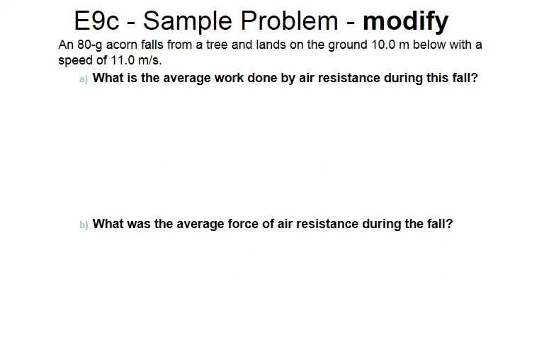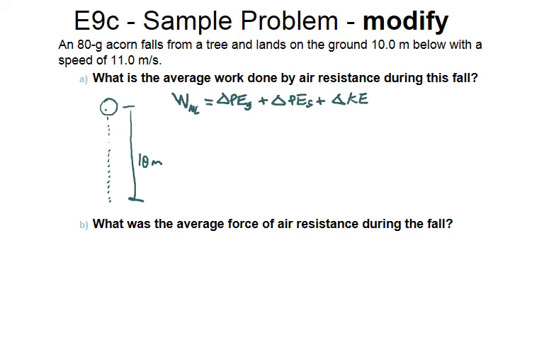So in this example, we have an acorn falling from a tree, landing on the ground 10 meters below with a speed of 11 meters per second. So in this one, we want to find out what is the average work done by air resistance during the fall. And then part B, what is the average force of air resistance during the fall? And so, go ahead and set this one up and give this a try. And when you're ready to check your answer, hit play to continue.